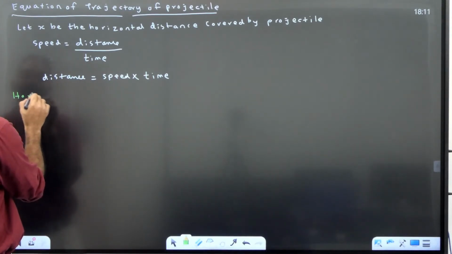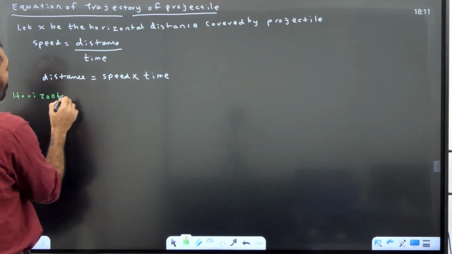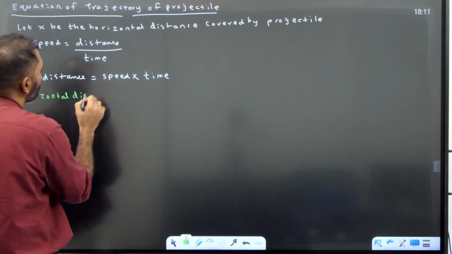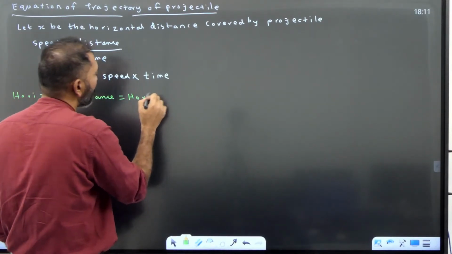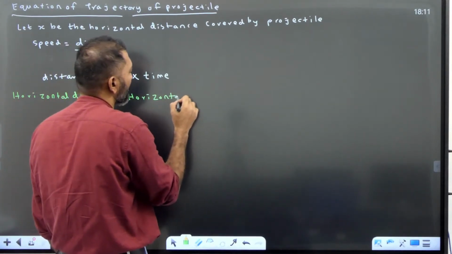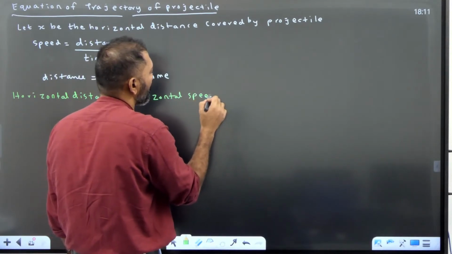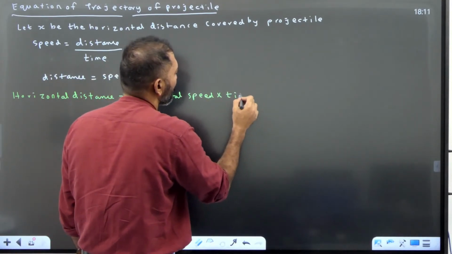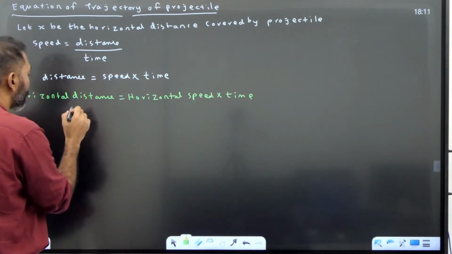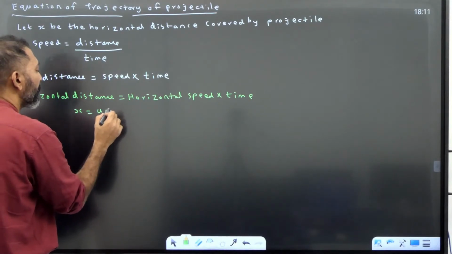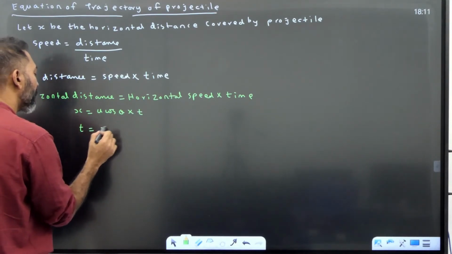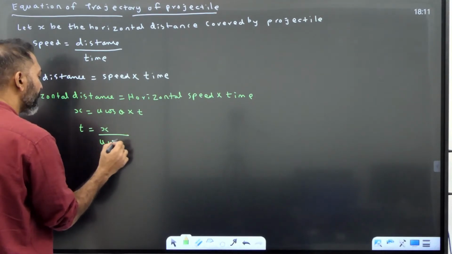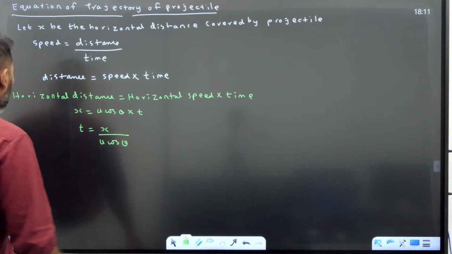Horizontal distance equal to horizontal speed into time. What is horizontal distance? X. Horizontal speed is what? U cos theta into time t. So time t equal to what? X by U cos theta.